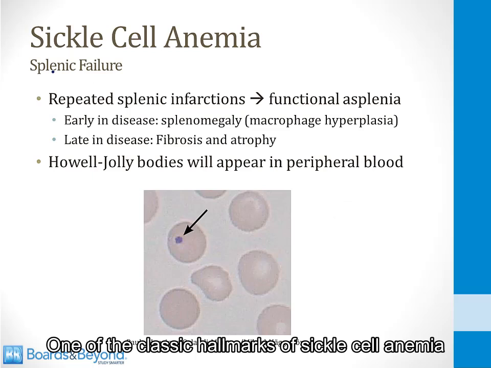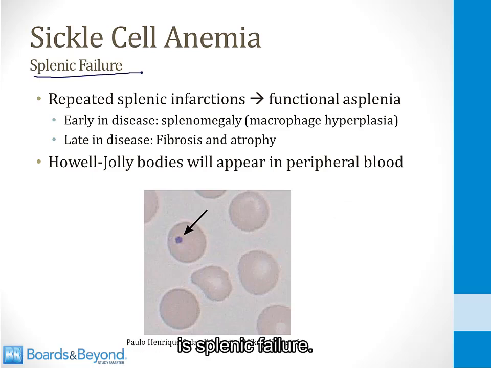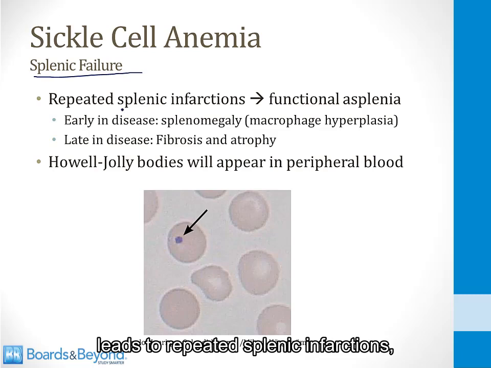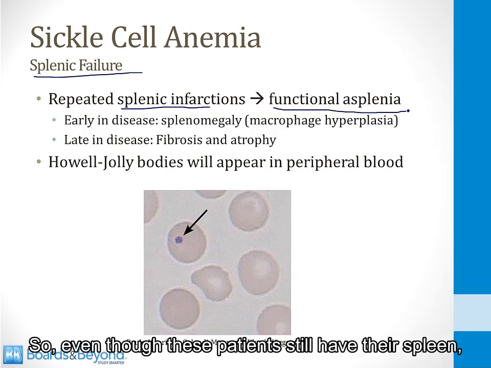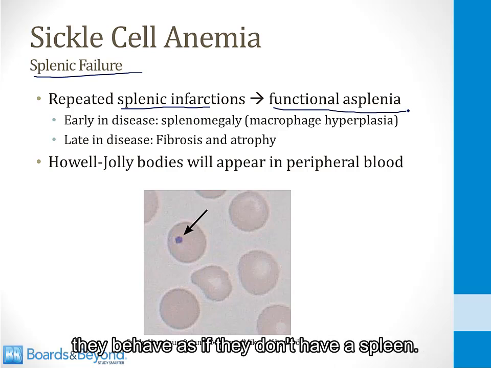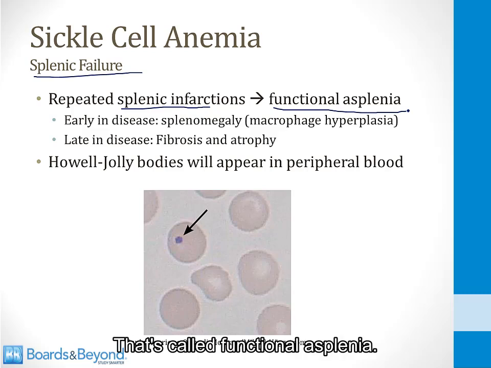One of the classic hallmarks of sickle cell anemia is splenic failure. Vaso-occlusion in the spleen leads to repeated splenic infarctions, and this leads to what's known as functional asplenia. So even though these patients still have their spleen, they behave as if they don't have a spleen. That's called functional asplenia.